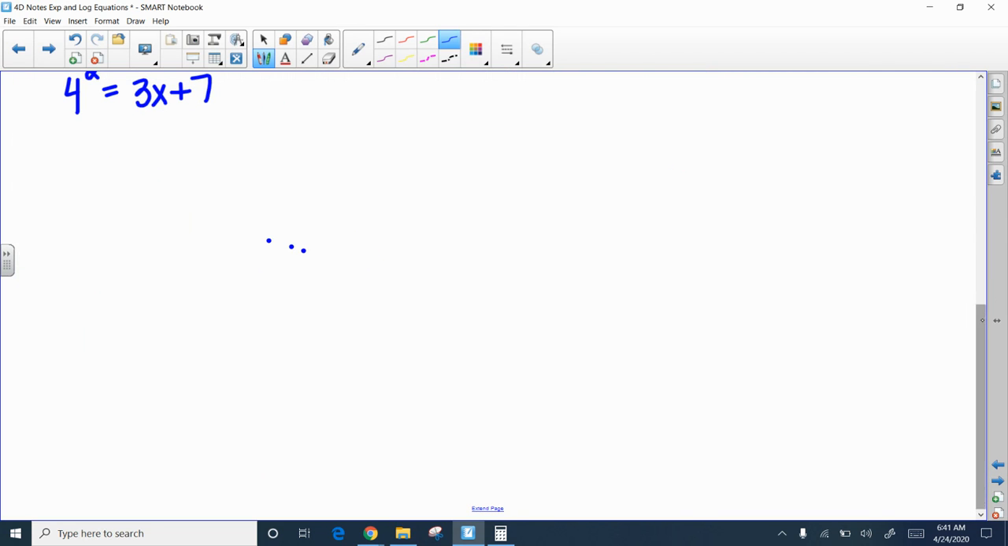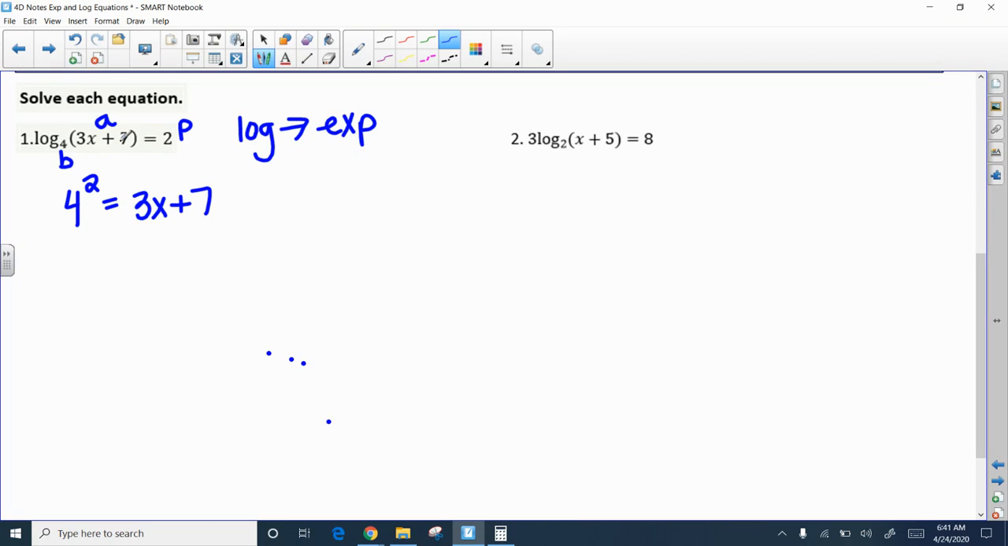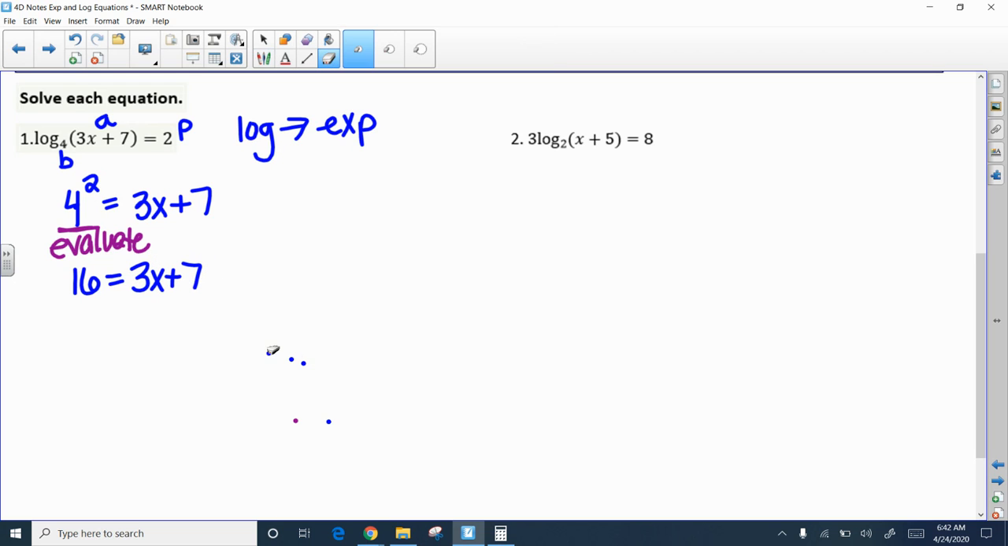The reason we want to change forms is that before, the x that we were trying to solve for was part of the logarithm, and there wasn't a way to solve for x without getting rid of the logarithm. Changing to exponential form gets rid of that logarithm. So notice there is no more logarithm in this equation. And now this side of the equal sign is just a number that we can evaluate. 4 to the second power is 16. So now I have 16 equals 3x plus 7. And from here, we can just keep going.